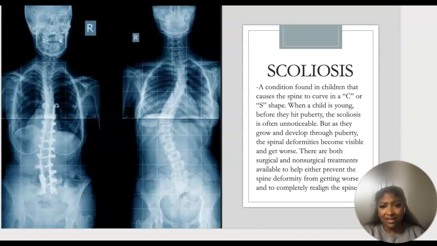For scoliosis, what is it? Well, it's a condition found primarily in children and causes the spine to curve in a C or S shape. When a child is young, before they hit puberty, the scoliosis is often unnoticeable. But as they grow and develop through puberty, the spinal deformity becomes more visible and can get worse. There are both surgical and non-surgical treatments available to help either prevent the spinal deformity from getting worse or possibly completely realign the spine.